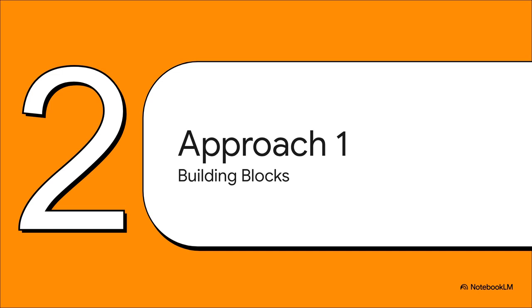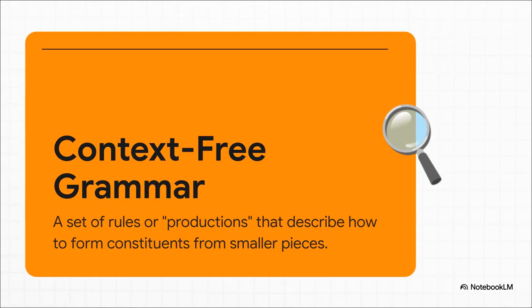Okay, so how do we actually model this? The first big idea, the first approach, is to think of a sentence as being built from these constituent blocks, almost like Legos, all stacked together based on a specific set of rules. And that set of rules is called a context-free grammar, or a CFG for short. It's basically a recipe book. It's full of these little rules called productions that tell the computer things like, hey, a sentence can be made of a noun phrase followed by a verb phrase. It's a formal recipe for building a sentence.